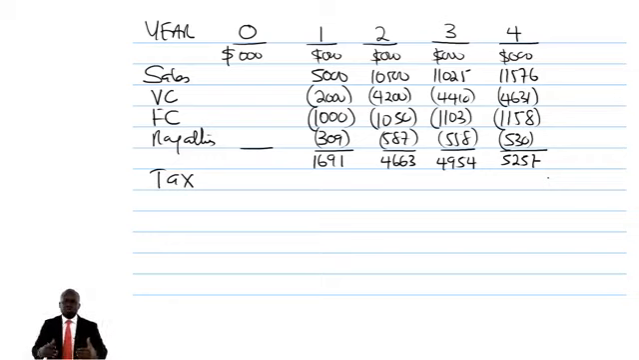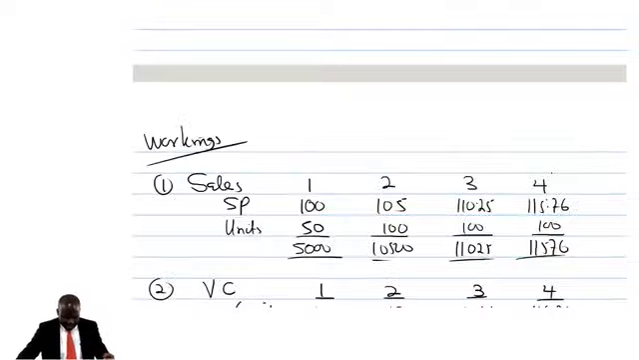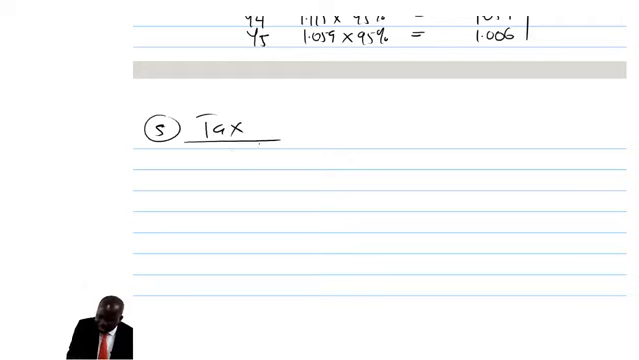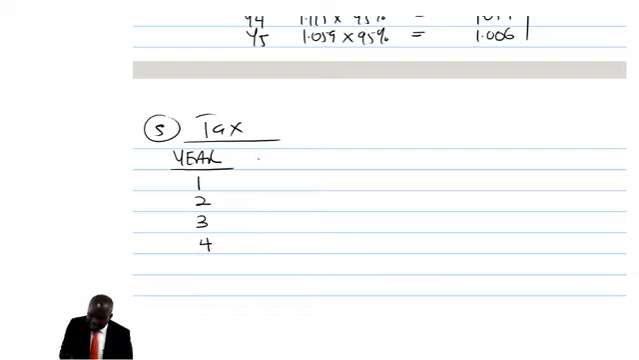I want you to go and get your tax as a figure, come and put it here. So follow what I'm doing here straight. I will go down there and say workings 5, tax. For my tax, I will need years: year 1, year 2, year 3. This project is for 4 years. Then I'll say, what is my cash profit? Let's go and bring those figures.